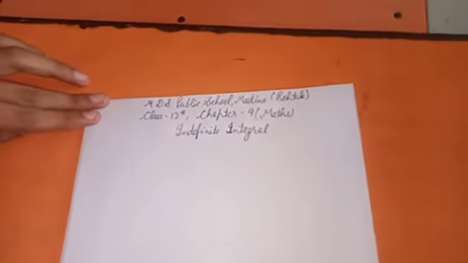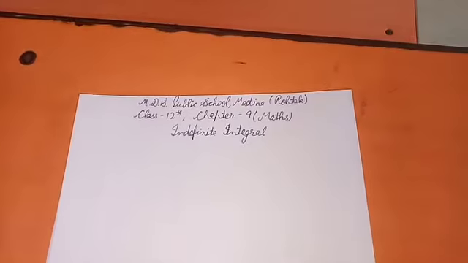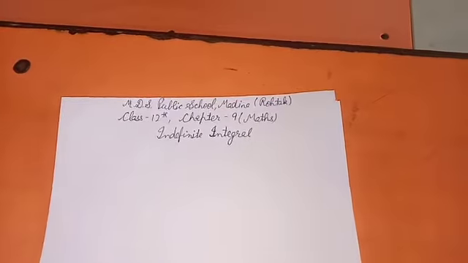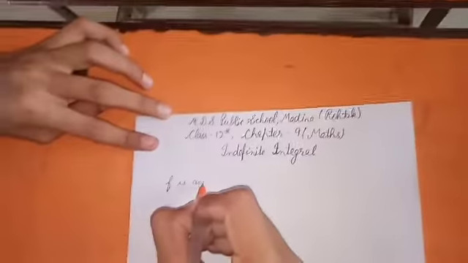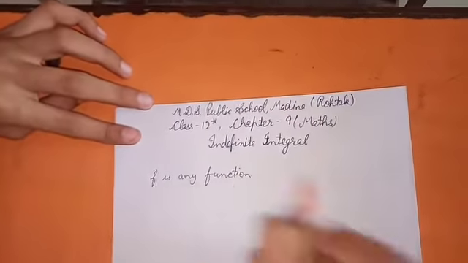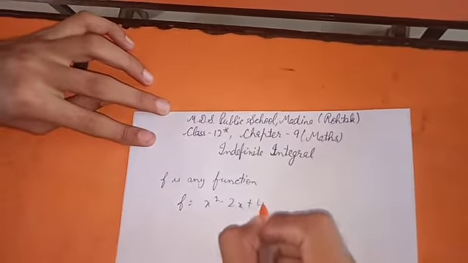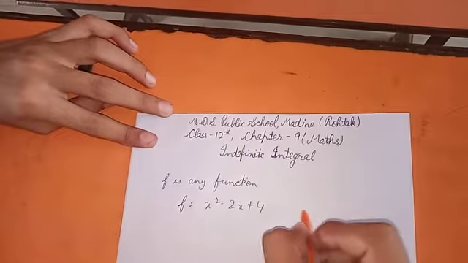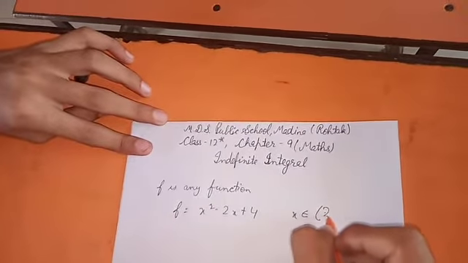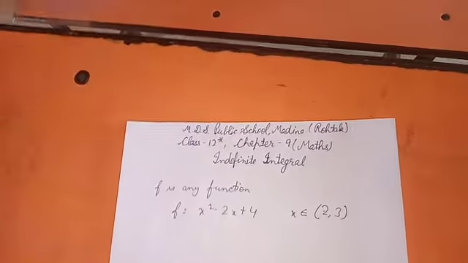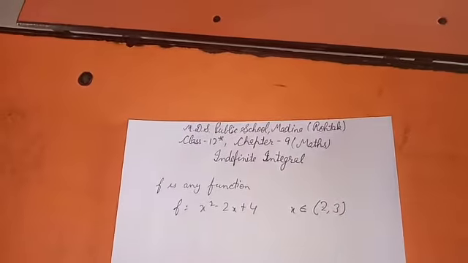Now if we have to define integration, then how will we define it? If small f is a function defined on an interval I, like f is any function, like we say f is equal to x square minus 2x plus 4, and the range is given to us that x lies between 2 to 3, say. It means we are given a function in this way, and f is a function.